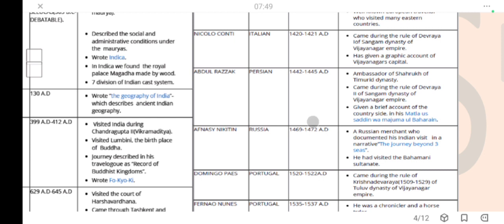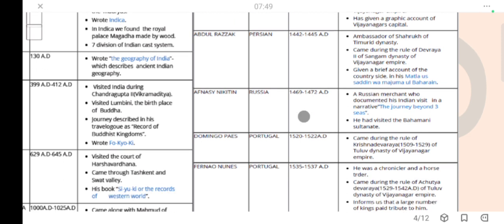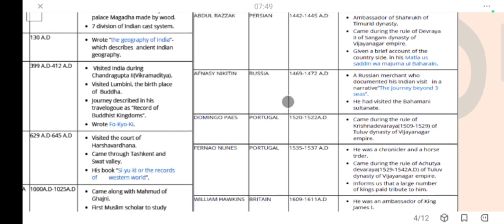That means if you talk about the countryside, mainly the social conditions, political conditions and economic conditions of that country at that time, in his Matla us Sadain wa Majma ul Bahrain. Next, Afanasy Nikitin is from Russia. He is a Russian merchant who documented his Indian visit in a narrative called The Journey Beyond Three Seas.